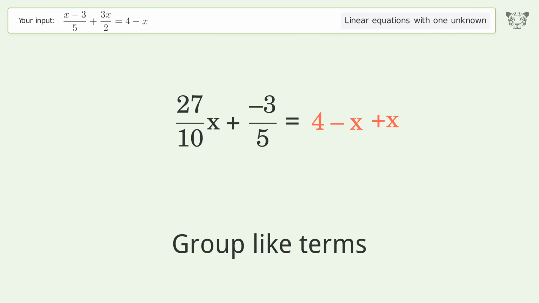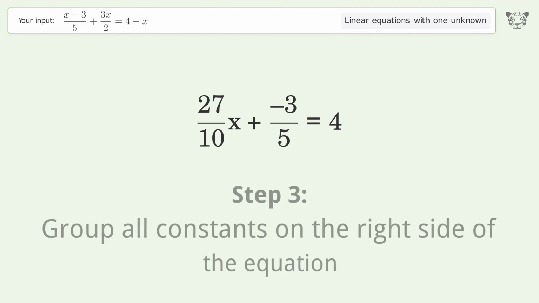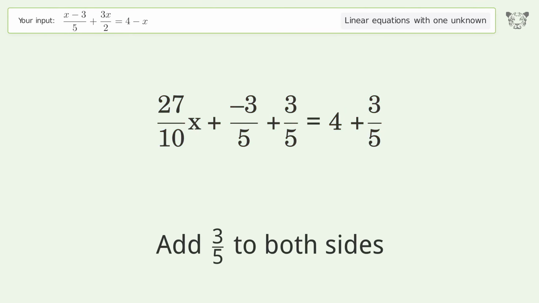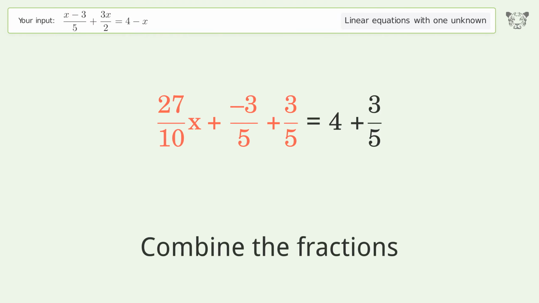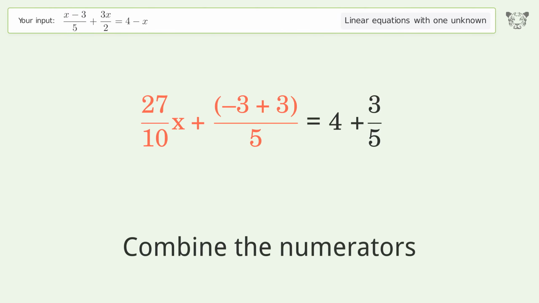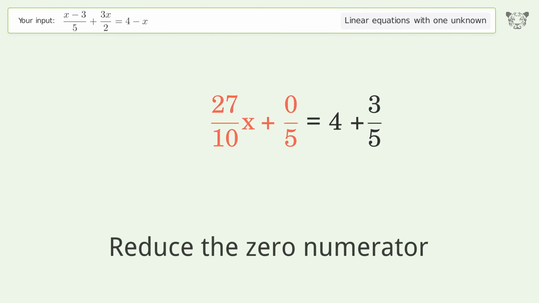Group like terms. Simplify the arithmetic. Group all constants on the right side of the equation. Add 3/5 to both sides. Combine the fractions. Combine the numerators. Reduce the zero numerator.